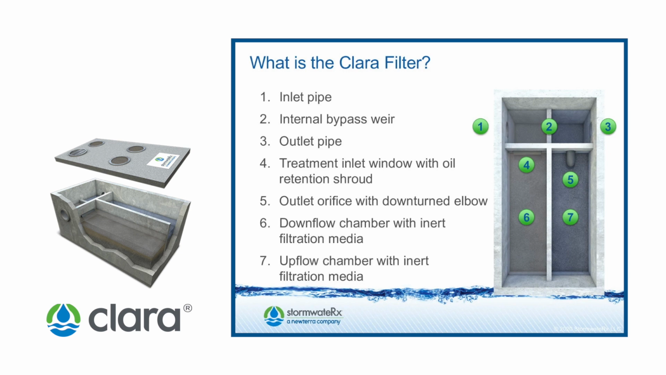Number 4 is the shrouded treatment inlet window that passes untreated water quality flow rate stormwater into the first filtration chamber. This is referred to as chamber 2. Number 5 is the outlet orifice or upturned elbow, and is where the treated stormwater leaves the second filtration chamber and enters chamber 4. Number 6 is the first downward flow filtration chamber. It's that chamber number 2. And number 7 is the second upflow filtration chamber, which is chamber number 3.